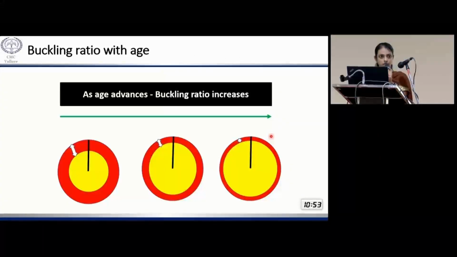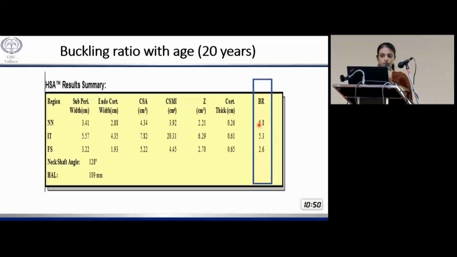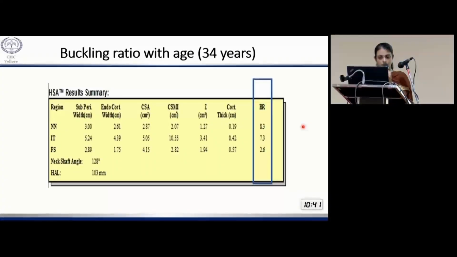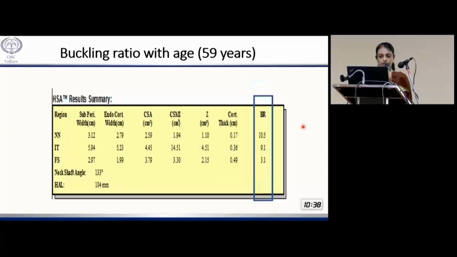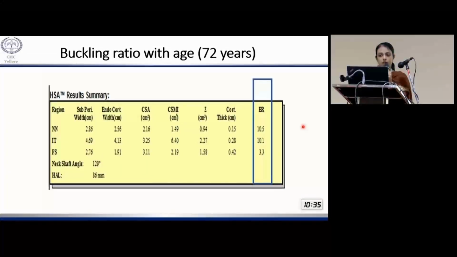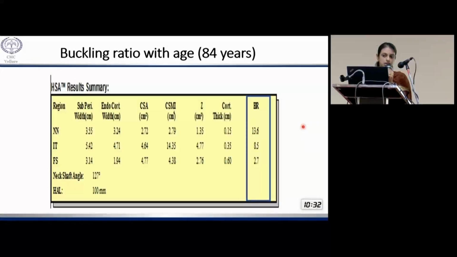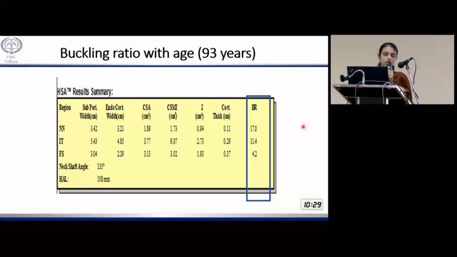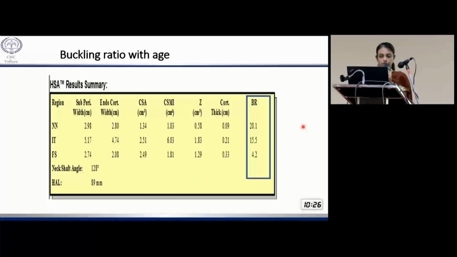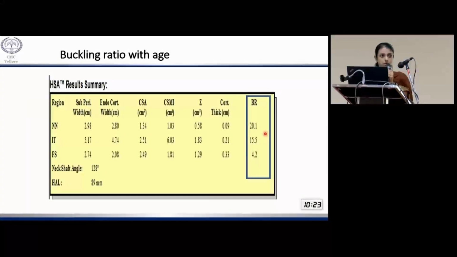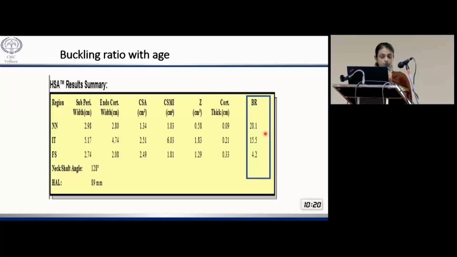So just to illustrate what happens with aging, if you will just focus on this first line and the last column, this is the buckling ratio of a 20-year-old, 6.8, 8.3 in the 30s, around 7.68 in the 40s, 10 in 59, 72, 13.6 in a lady who is 84, 17 in a person who is 93, and this individual had a buckling ratio of 20. He was not above 100 years old, but this person had diabetes. So that is why these other adjuncts are useful. This person was a 60-year-old with type 2 diabetes.